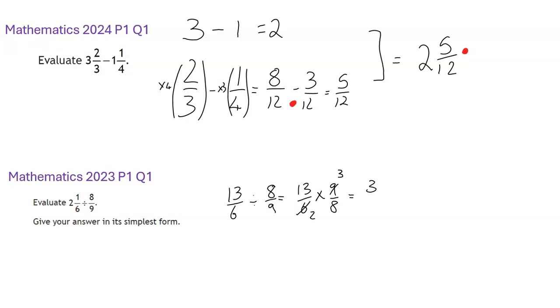Doing that, I'll end up with 39/16. So there we go, that's it in its simplest format as an improper fraction. It's not asked for as a mixed number, but if I did change it into a mixed number, I'd end up with 2 7/16.